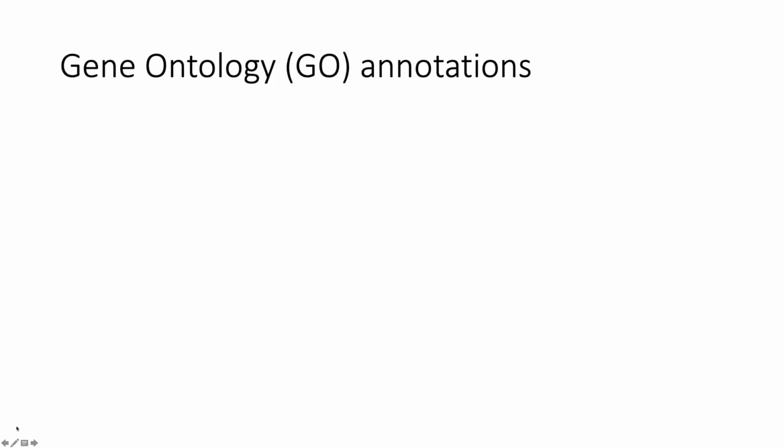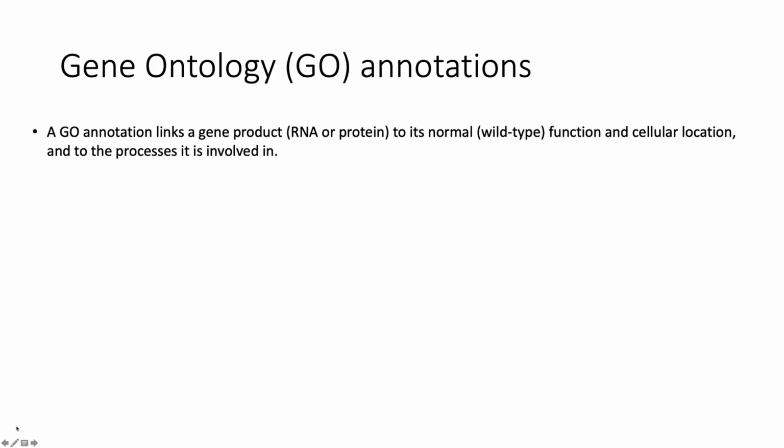In this video, we are going to learn how to make gene ontology or GO annotations using Canto. A GO annotation links a gene product, so an RNA or a protein, to its normal or wild-type function and cellular location, as well as to the processes it is involved in. There are three types of GO annotations.